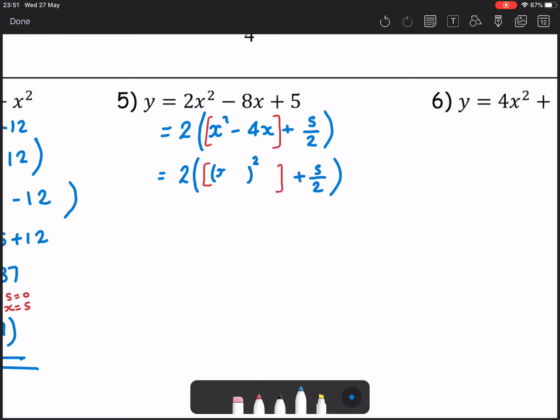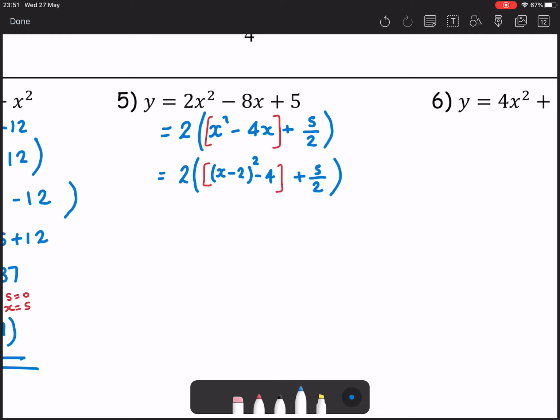The x squared comes from the x there. And we take the minus 4. So minus 4 is the coefficient of the x. Half it to get minus 2. And we take away that squared, 4. So the two red brackets are exactly the same, just written in a different form.